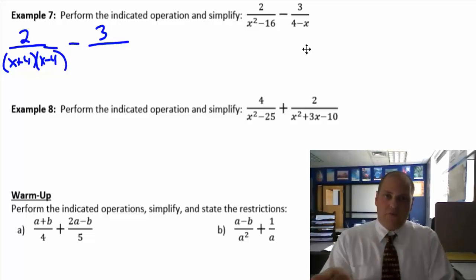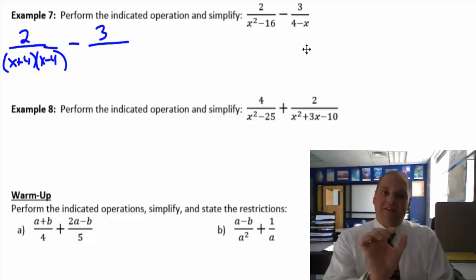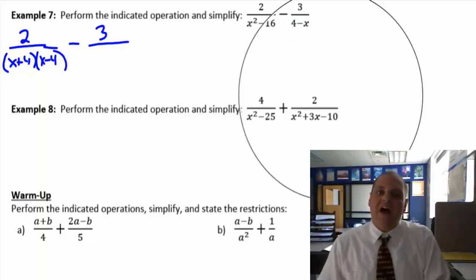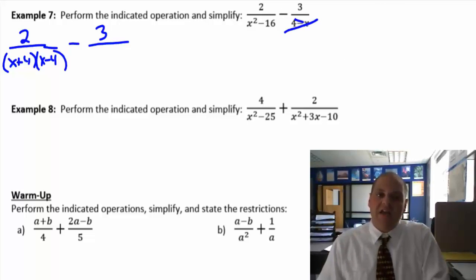I want it to be x minus 4. Remember, from 2 lessons ago, 4 minus x is the same thing as x minus 4. There's just a negative 1. So what you can do is say this is negative 1 times x minus 4. 4 minus x is really just negative 1 times x minus 4. So that's how we're going to do it. We're going to change that.